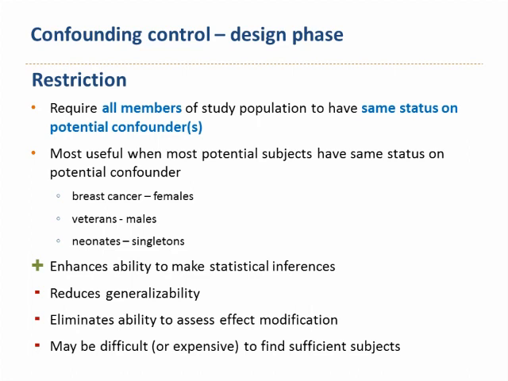It also eliminates our ability to assess effect modification. That would be where we have a different exposure-disease relationship based on some other factor. For example, if we had a different relationship between our exposure of interest and breast cancer among males and females, we would be unable to assess this effect modification if we restrict it only to females. Finally, it may be difficult or expensive to find sufficient subjects if we restrict it in a way that we limit the number of people who would qualify for our study.